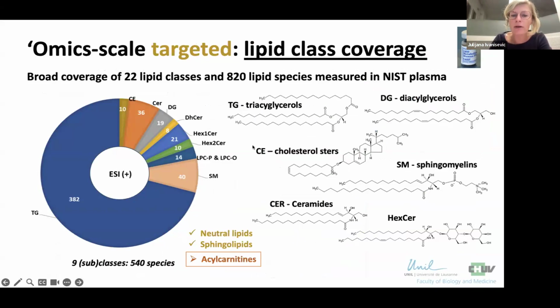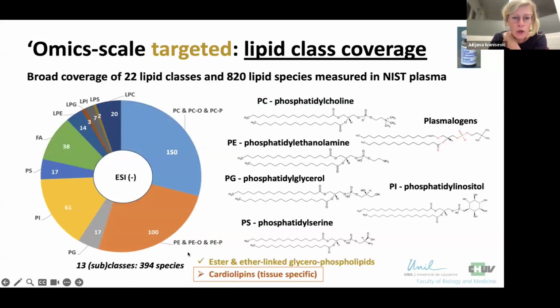So here you can see the coverage that was achieved in the positive ionization mode. In positive mode, we mainly focus on the measurement of different classes of neutral lipids and also different classes of sphingolipids, including the ceramides, dihydroceramides, and mono and dihexosyl ceramides. And recently, we have also added the acyl carnitines. Finally, in negative ionization mode, we measure essentially all different subclasses of ester and ether-linked glycerophospholipids. So as you can see, the phosphatidylcholines, ethanolamines, glycerols, serines, and inositols. And we have also recently added to this method the tissue-specific cardiolipins.